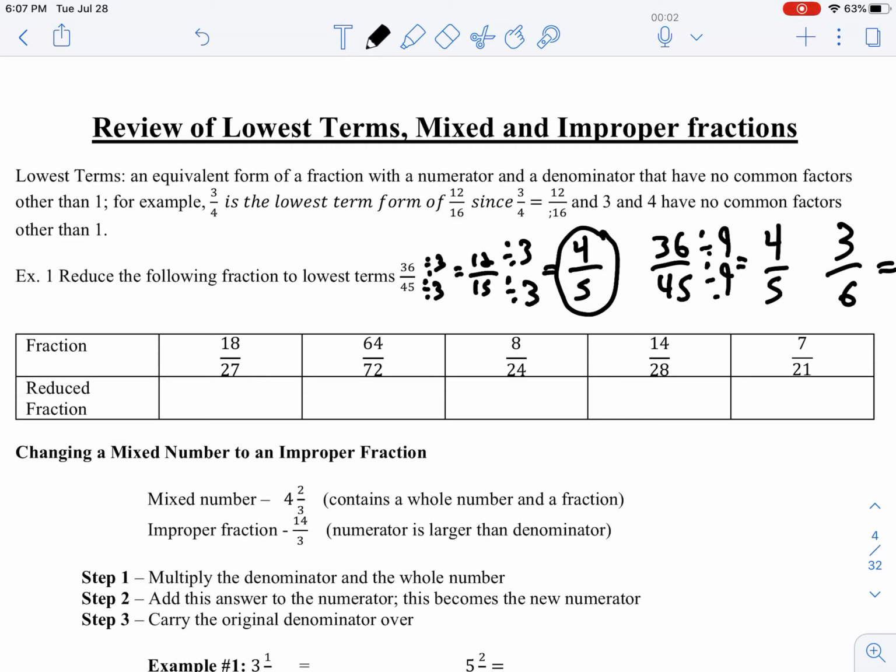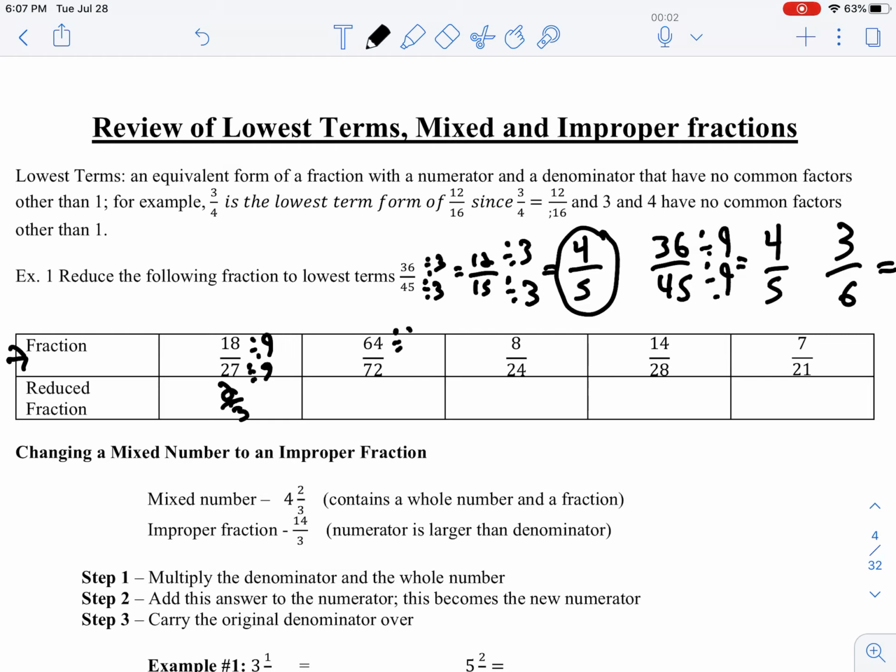Okay. Based on that example, what I would like you to do is pause the video and do these try questions of reducing these fractions. Pause the video now. Okay, so hopefully you reduced these and were successful at it. I'm going to go through the answers. So I'm going to divide this by 9, divide this by 9, and I'm going to get 2 out of 3. That's my final answer.